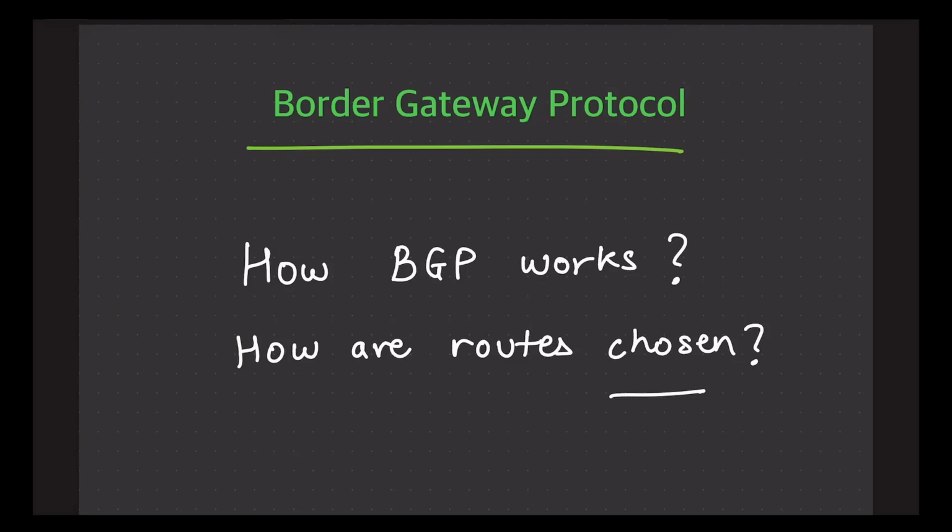Hello, welcome all. In the previous video, we learned why BGP exists and what an autonomous system is. Now let's try to answer the big question. How does BGP actually work and how does it decide where the internet traffic should go?